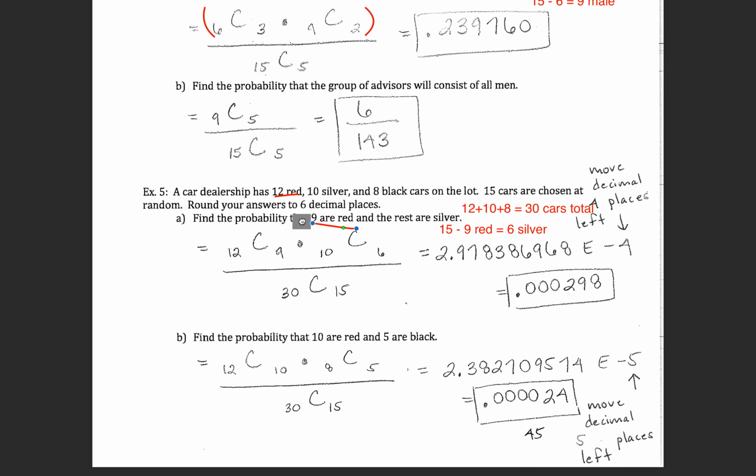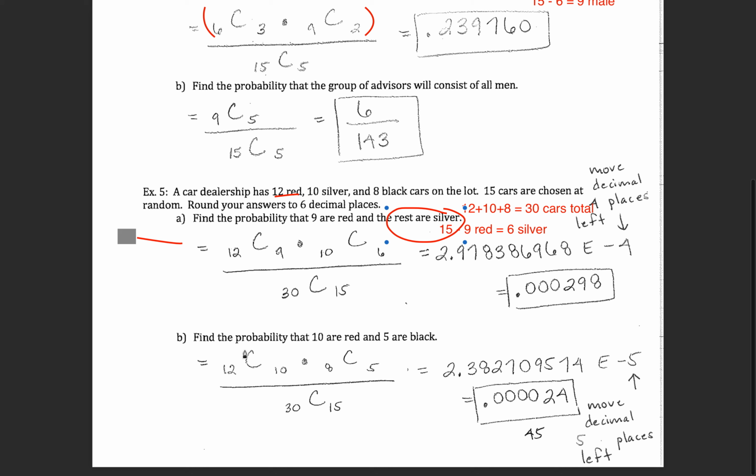Let's see if here I can choose a silver color. We'll do gray, I guess. Now I want the rest of them to be this silver. So there are 10 silver, and I wanted 6 of them. So 10 choose 6. On the bottom is my total. There are 30 total cars, and I'm choosing 15. So 30 choose 15. I can't do the little adding thing on this one because I didn't even talk about the black cars.